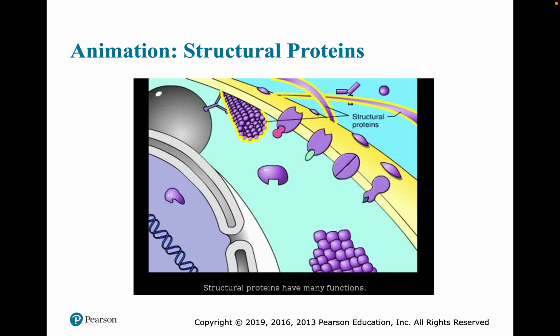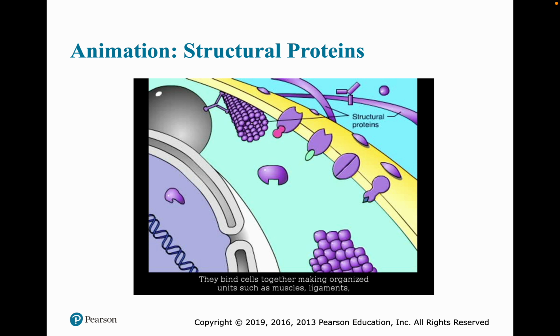Structural proteins have many functions. Like tent poles and ropes, they shape cells and anchor cell parts. They may serve as tracks along which cell parts can move. They bind cells together, making organized units such as muscles, ligaments, and the tendons that bind muscles to bones. The silk of spiders and the hair of mammals are also structural proteins.